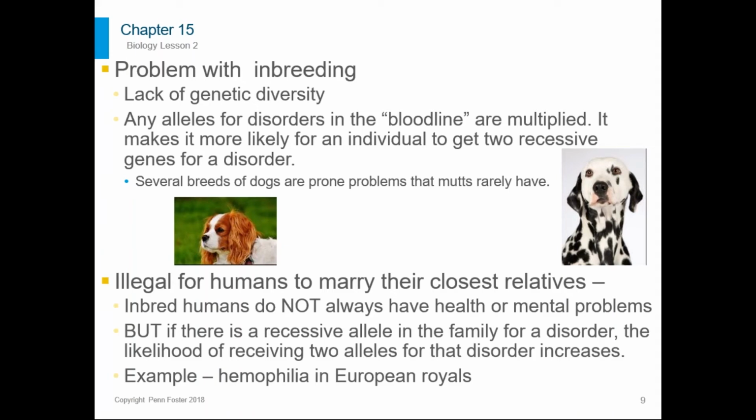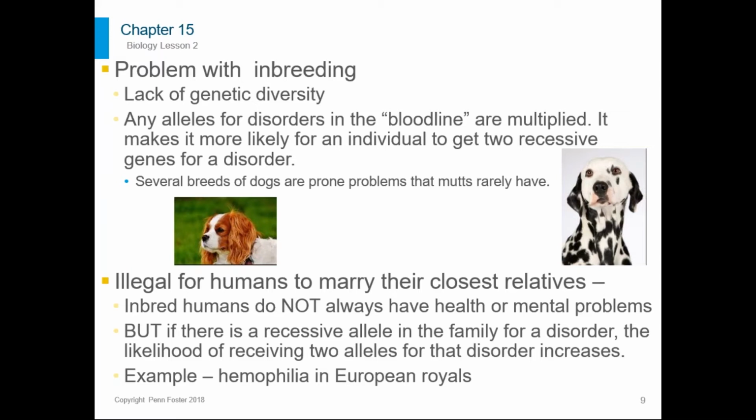And this is also why humans can't marry their closest relatives. Humans that are inbred are not necessarily having any health or mental problems, but if there is a recessive allele in the family for a disorder, the likelihood of receiving two alleles for that disorder increases if marriage and having children happens within the family.